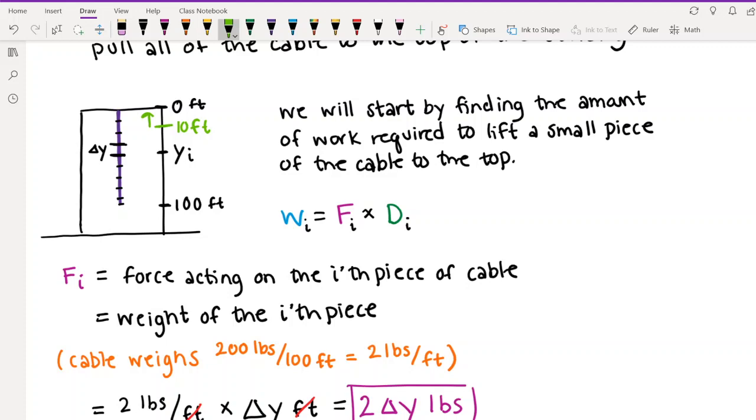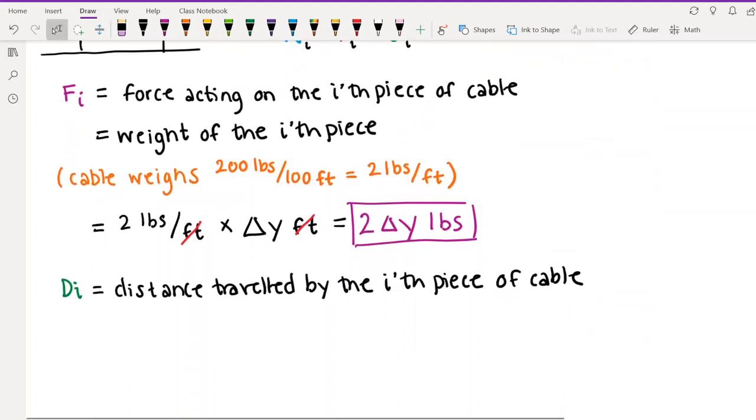10 feet. Or if you're at a distance of like 90 feet, well, that has to travel 90 feet, right? And so that's why it was helpful for us to label the axis the way we did, because we put 0 at the top. Wherever yi is, that is the same as the distance it has to travel to get to the top. And so our distance traveled is just going to be equal to yi feet.